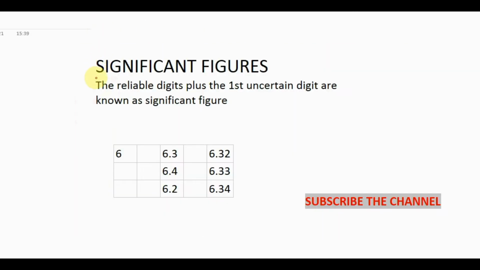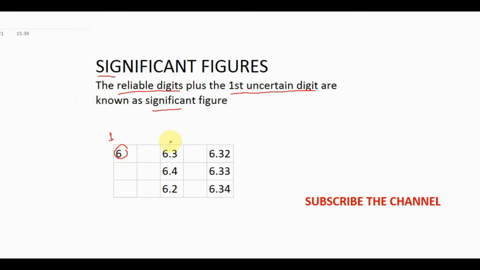Significant figure means the reliable digits plus the first uncertain digit are known as significant figures. So what are reliable digits? In this number, the 6 is the reliable digit. There is no uncertain digit here. That is why the number of significant figures here is 1.